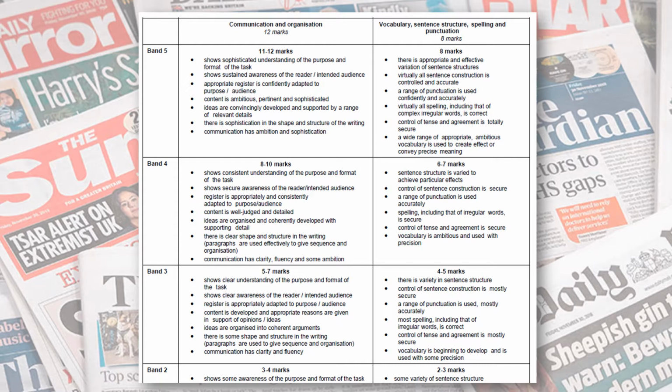You'll notice it says to pass it, you just need a clear understanding of the purpose, that is to give information in a newspaper article, and the format of the task, so make sure it looks like a newspaper. And on the right hand side it says make sure to use different kinds of sentences and a range of punctuation, and you need to be mostly accurate to achieve the pass, and most spelling etc. is correct. To really do well at this paper, you need to think about effects for the audience, writing a lively newspaper article, make it stand out among the 30 that might be sent in.